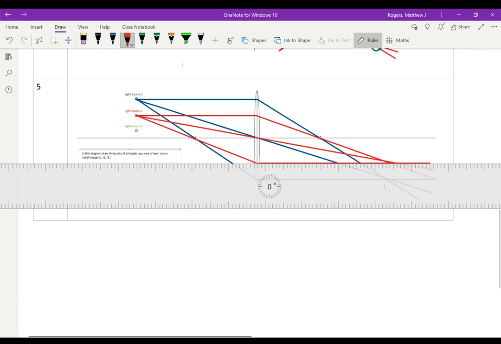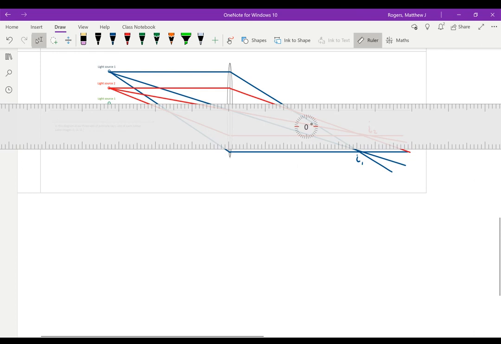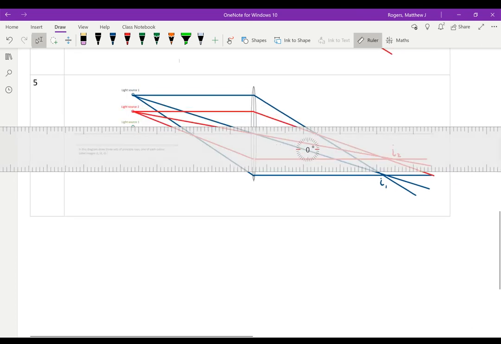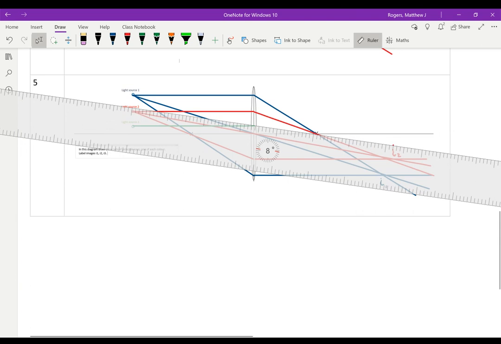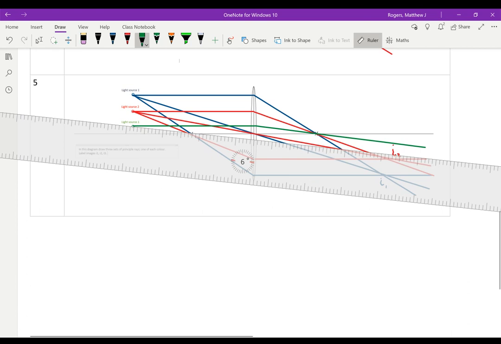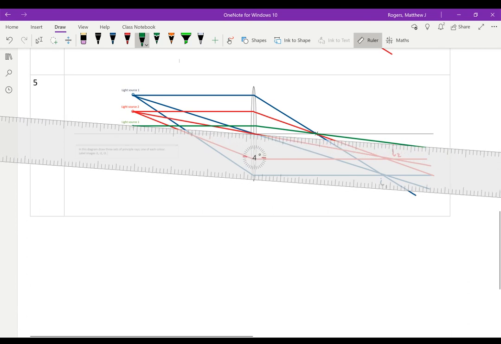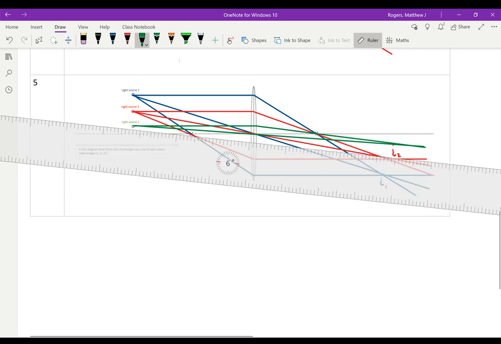So that's the red ones. Let's mark in I2. That's an I. And then the green ones last of all. Sorry, I've moved it off the screen slightly. One, and one through the optical center. Two, one through the nearer principal focus.